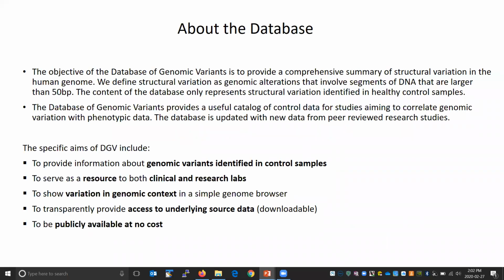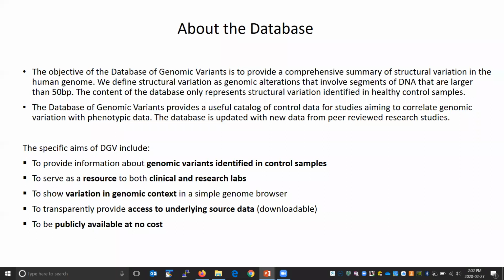So the database was initially launched back in 2005 following the initial description of copy number variation in unaffected individuals. As more data became available, the database was expanded and updated to accommodate the increased number of studies that were publishing CNV data. The objective was to provide a comprehensive summary of structural variation in the human genome, defining this as genomic alterations of DNA that are larger than 50 bases.